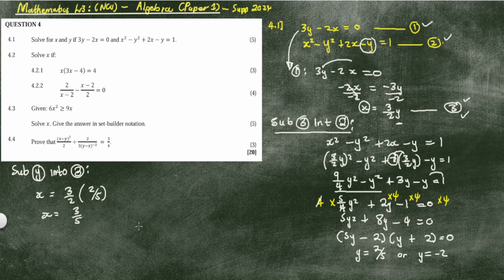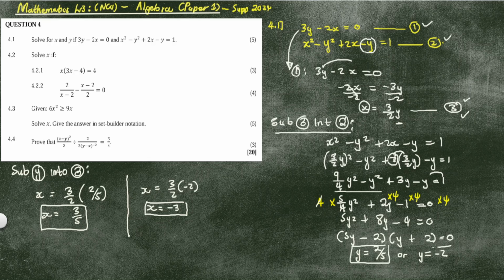And then for the other x value, where we are substituting y as minus 2, we should have an x that is minus 3. So this is x, this is another x, this is y, and another y. This is how we would go about solving this equation.